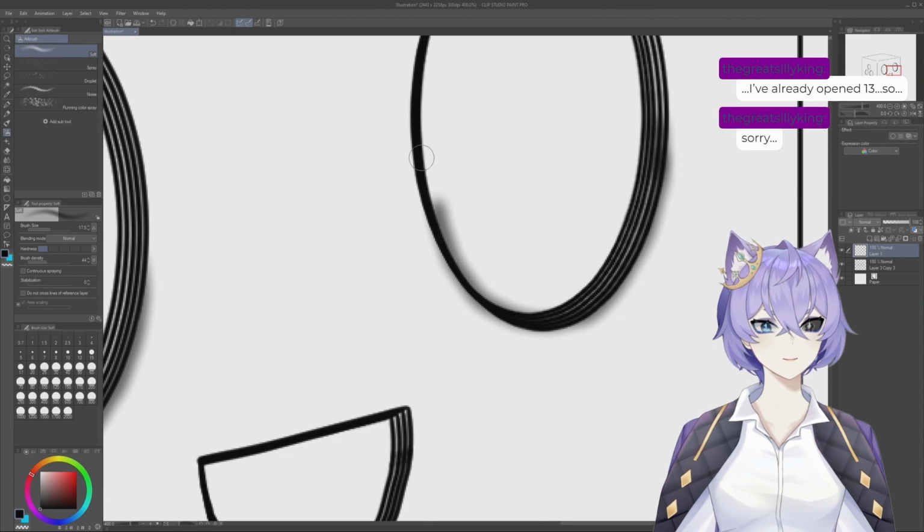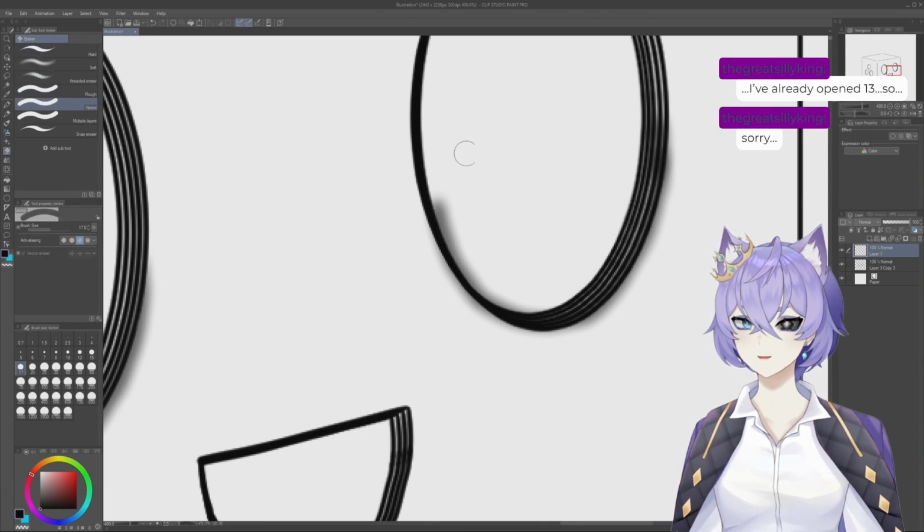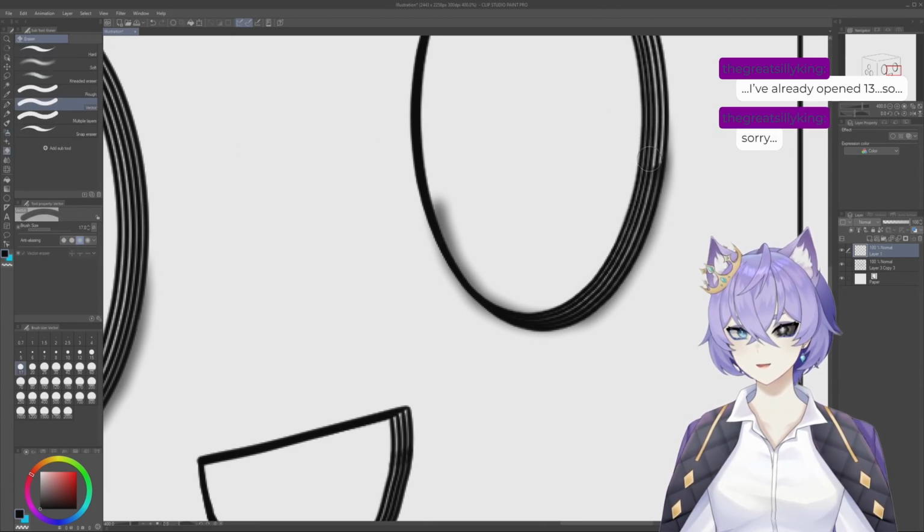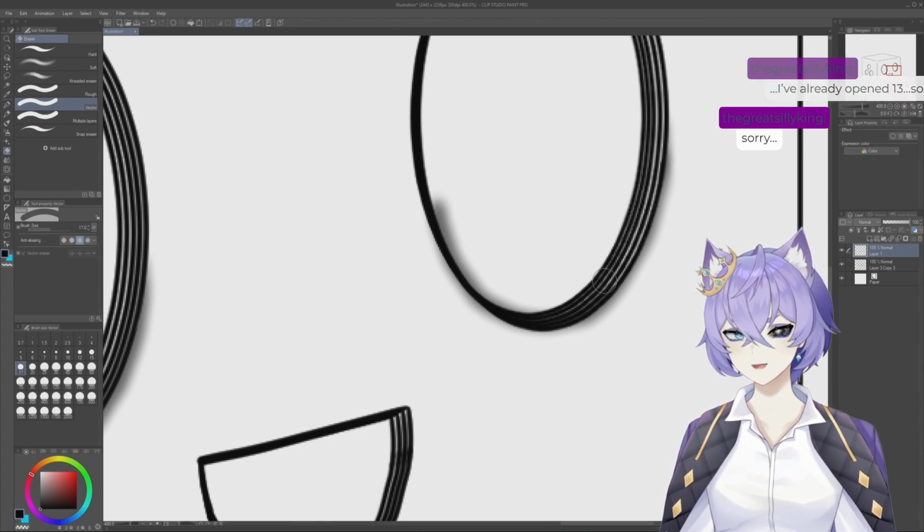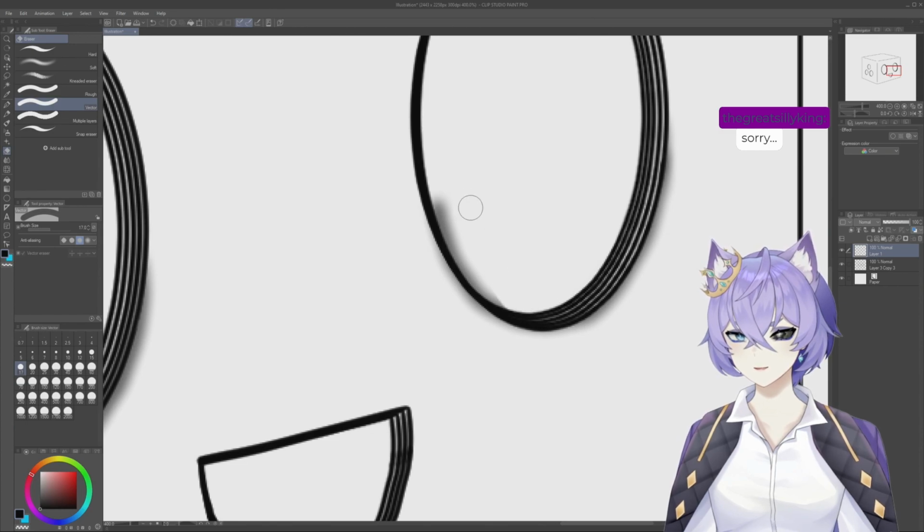Let's say 22 bags are in the set. Then yeah, I'd say break at 22 is a good place to stop and take a breather, stretch your legs, stretch your fingers. I've already opened 13. Alrighty, then you take a break after 13. We're adaptable here.